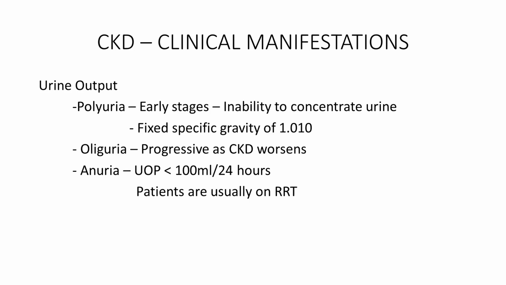Oliguria develops as the disease progresses, and stage 3, 4, and 5 patients are usually oliguric. Anuria is urine output less than 100 ml in 24 hours, and patients are usually on renal replacement therapy or in stage 5 of chronic kidney disease. So polyuria in the early stages, oliguria in the middle stages, and anuria is a feature of terminal stages of chronic kidney disease, stage 4 and 5.